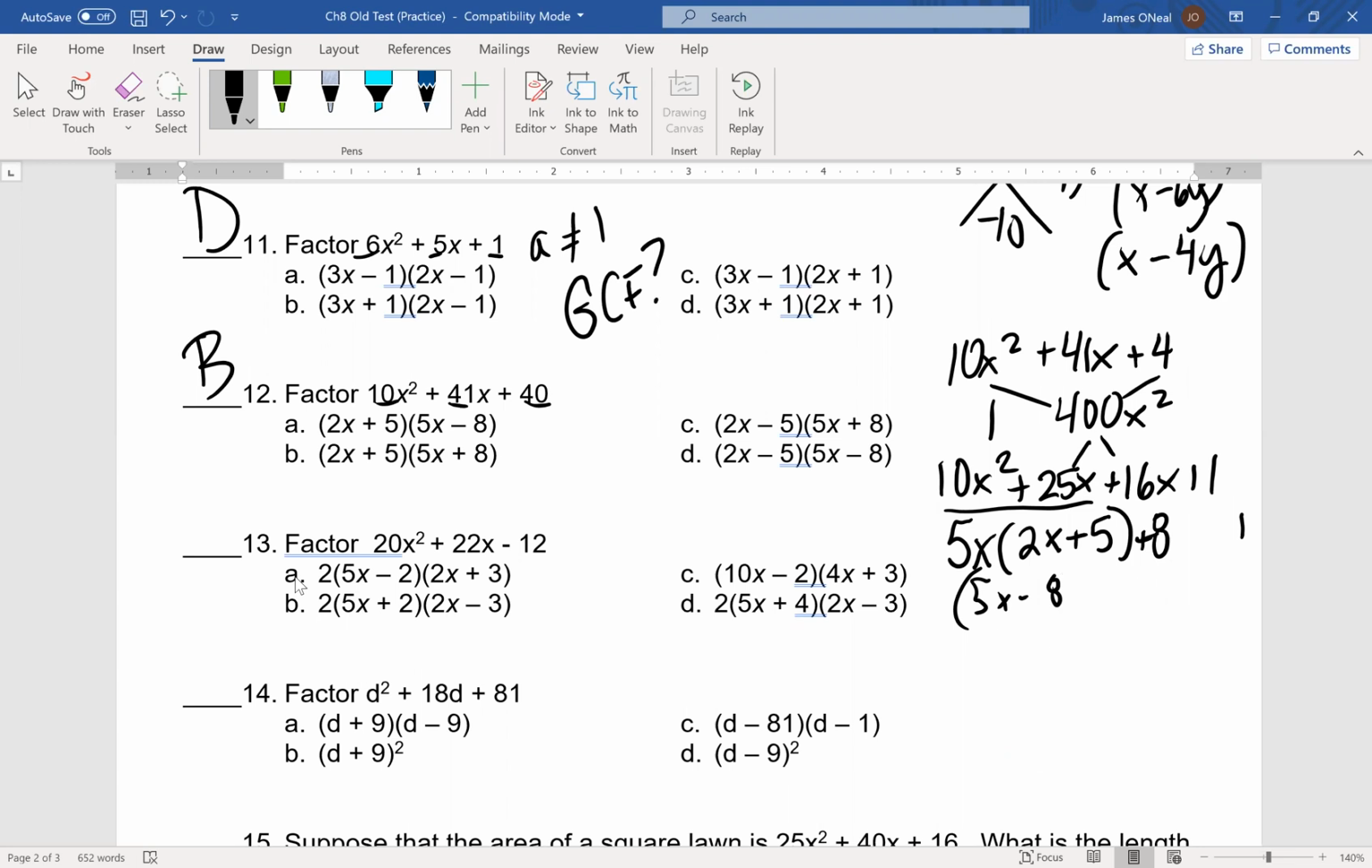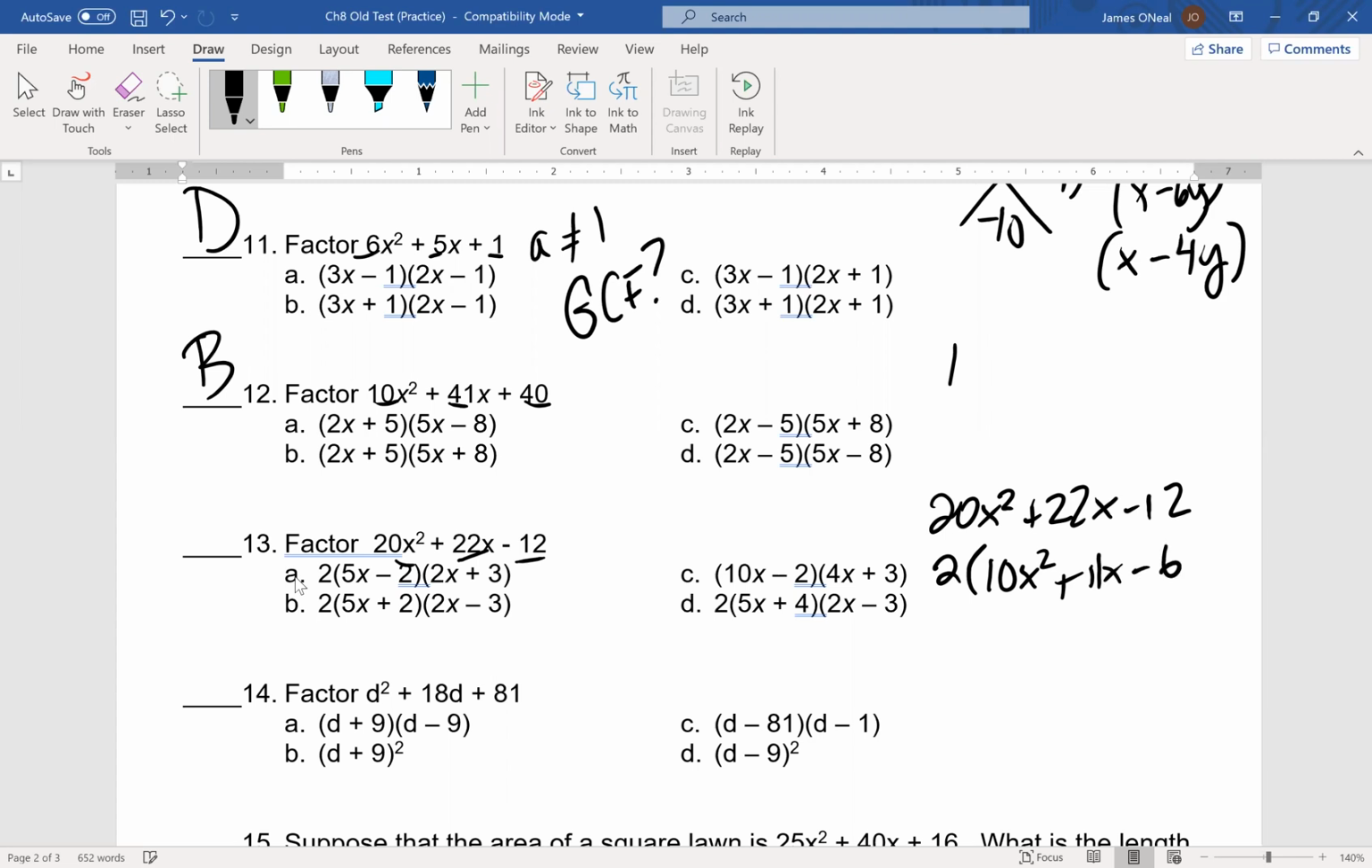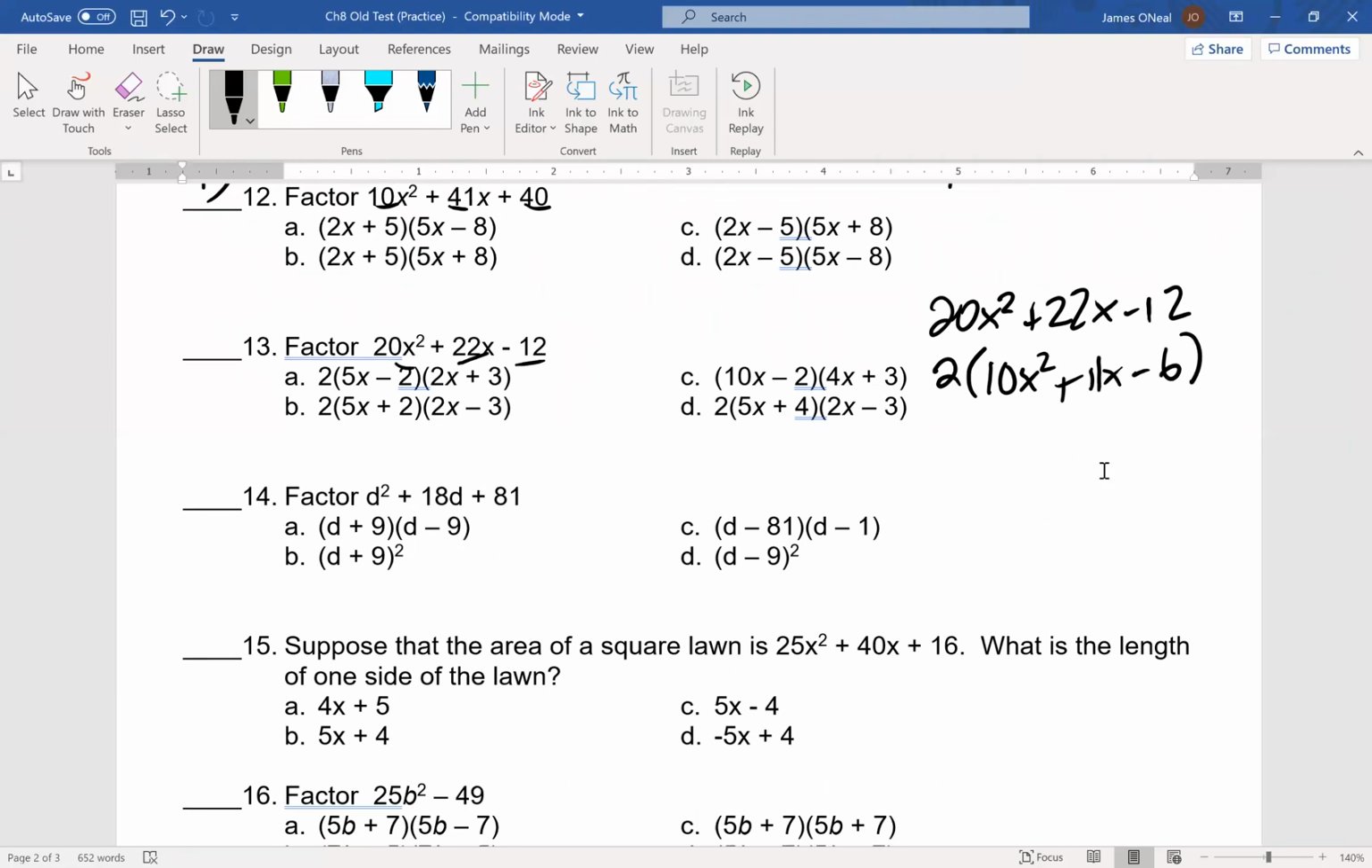So if A is not 1, we got to look for that GCF. We got to look for that GCF. If A is not 1, we must look for the GCF. So here, 20, 22, and 12, GCF would be a 2. So we take out a 2. So we have 20x squared plus 22x minus 12, take out a 2, and we end up with 10x squared plus 11x minus 6. Let's scroll this up. All right, and then we come over here and we butterfly this bad boy.